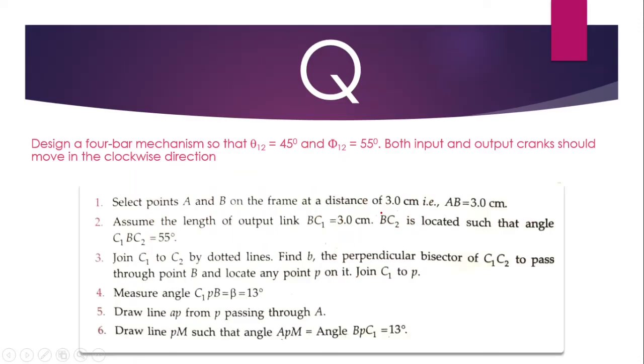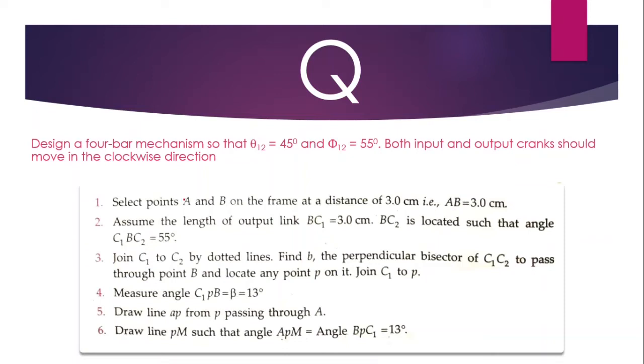Okay. Then first step, select points A and B on the frame at a distance of 3 cm. That means AB is equal to 3 cm. We can select this length randomly, because in this particular question that length is not given, so we can select any convenient length for link AB.